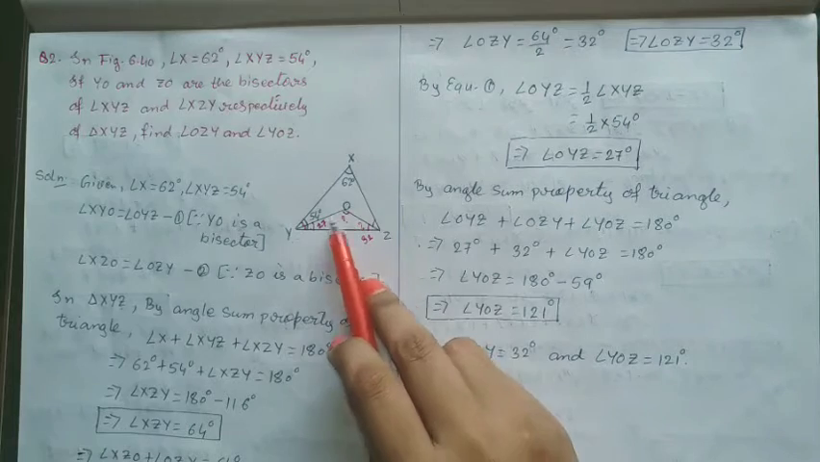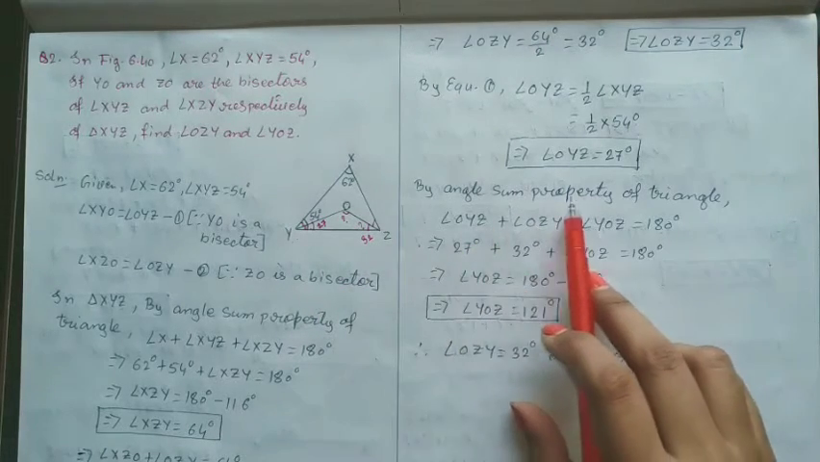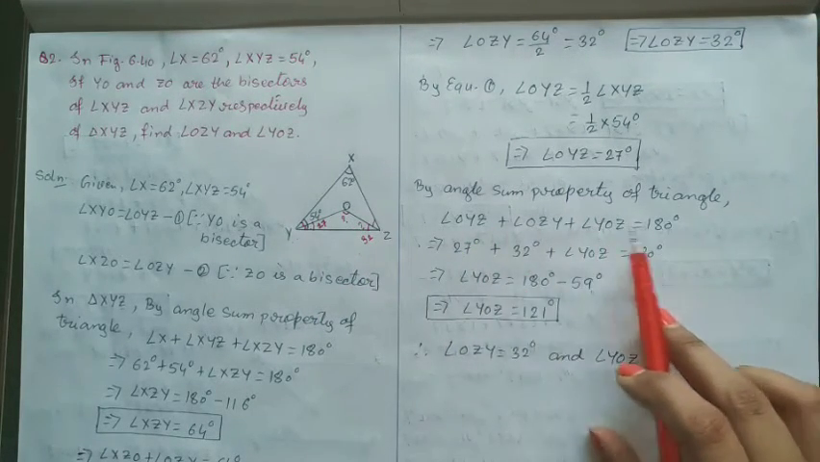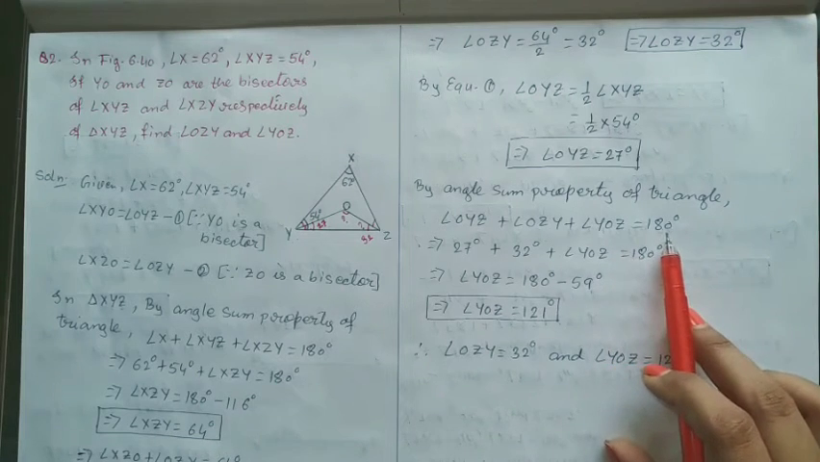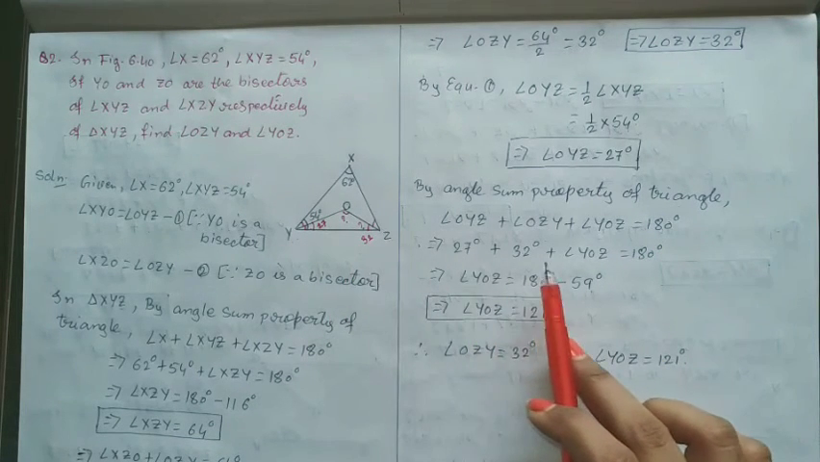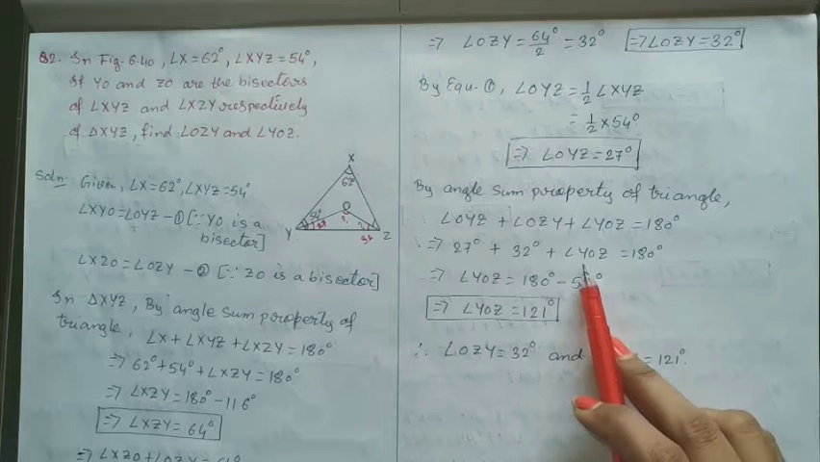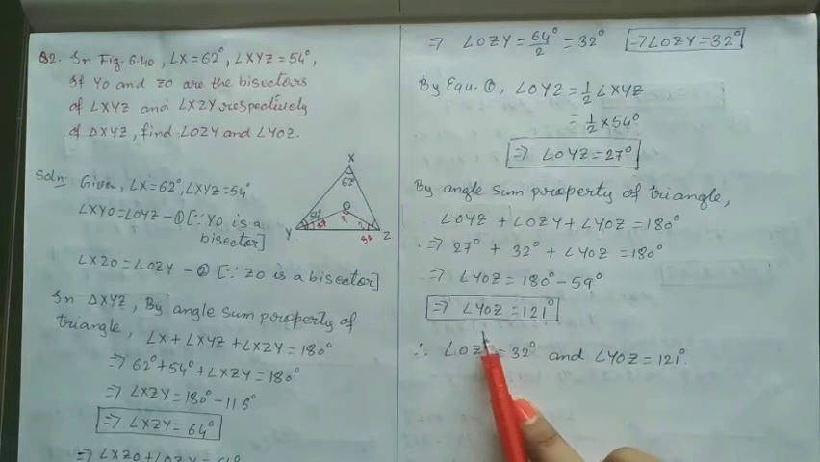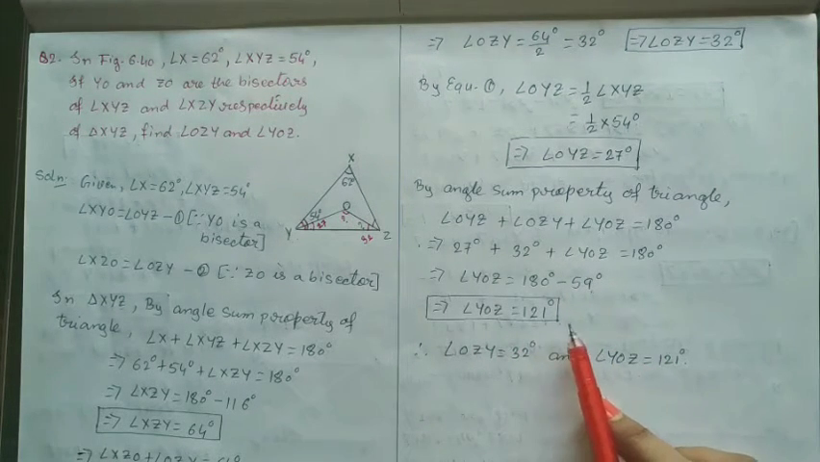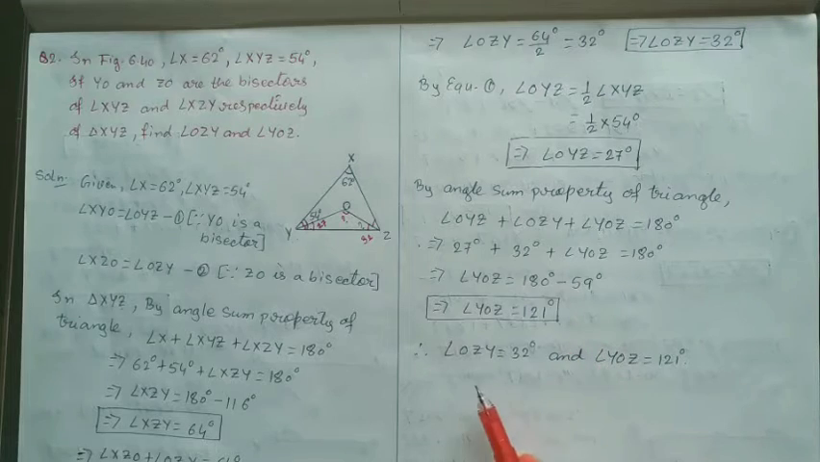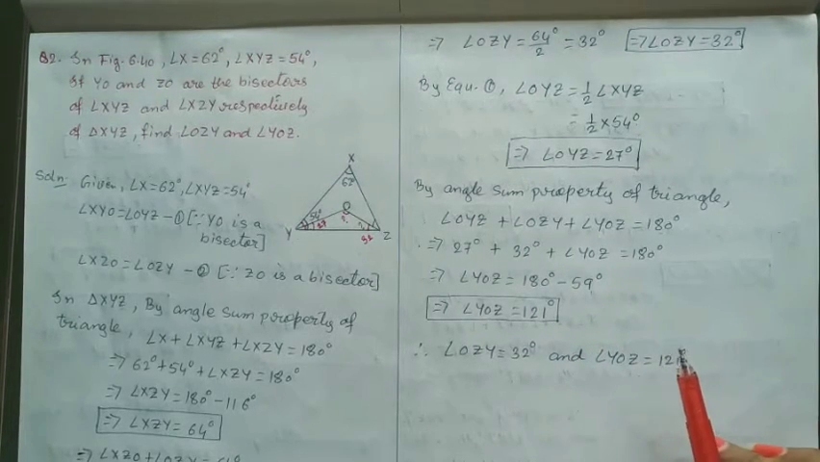Therefore, in triangle OYZ, using the angle sum property, the sum of all the angles equals 180. Put the respective values here and here. YOZ is unknown to us. Calculate and we will get angle YOZ as 121 degrees. Finally, we will write down the two solutions here.